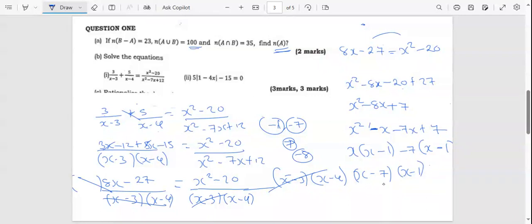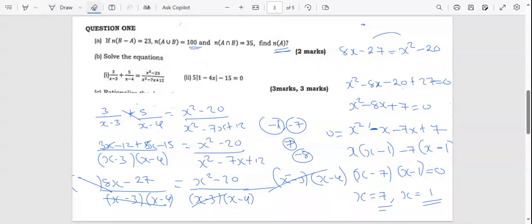So then remember it was equated to 0. This one was equated to 0, like that. So now x goes to the other side as positive 7, then again x will be 1. So those are the answers that you are supposed to write.